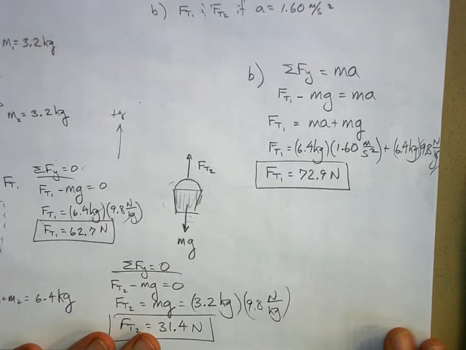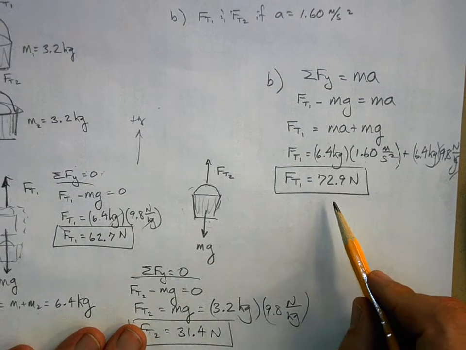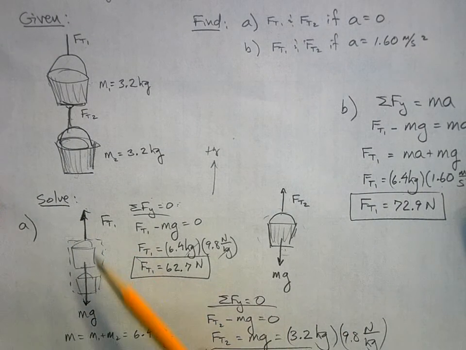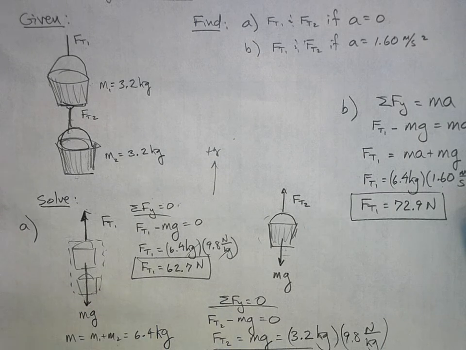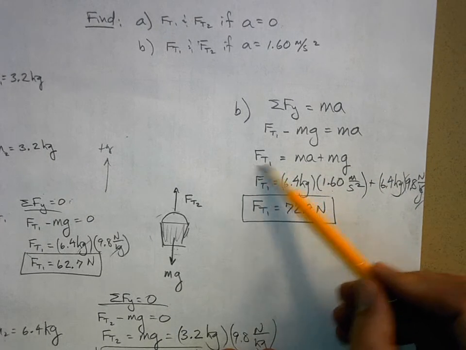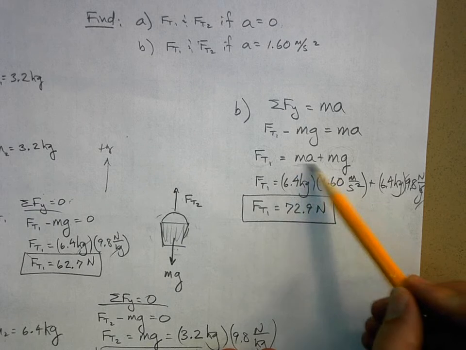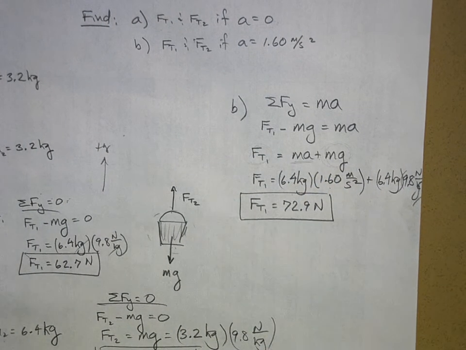So look, here's what this means. This tension force right here, now it not only has to support the weight, like it did in part A, but it also has to provide an additional force to make it accelerate. See? So the tension force is still equal to the weight, but you have to add the force required to make that mass accelerate. So it's going to be a greater value, and it is.